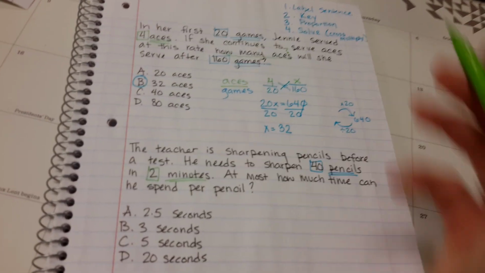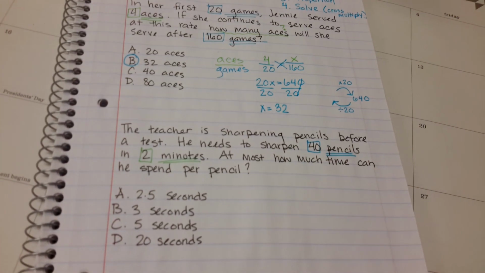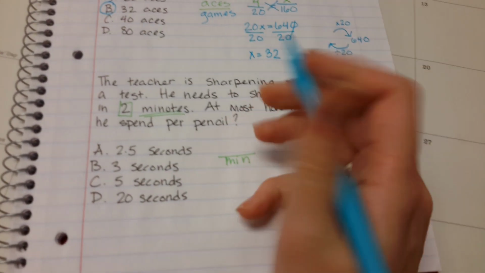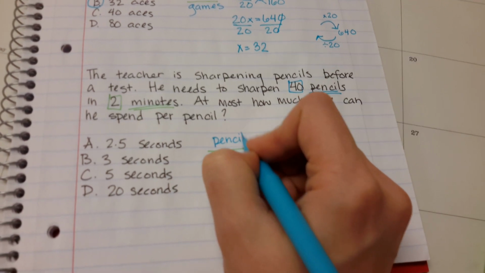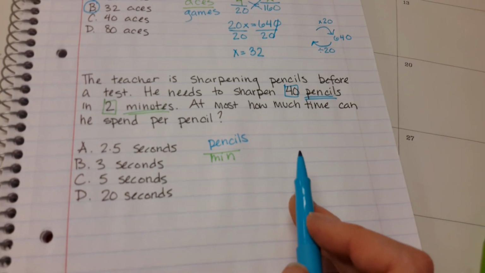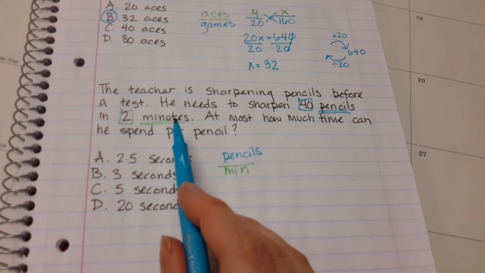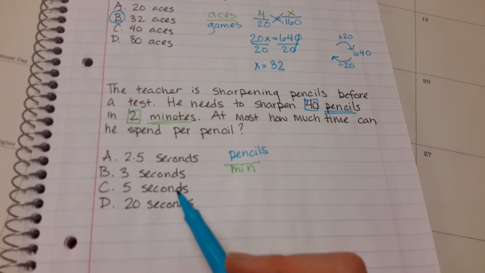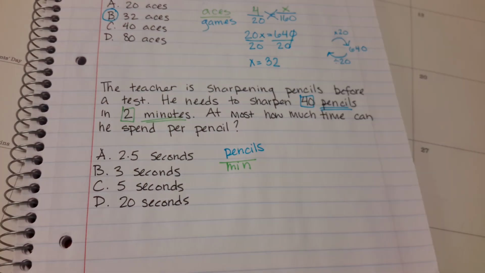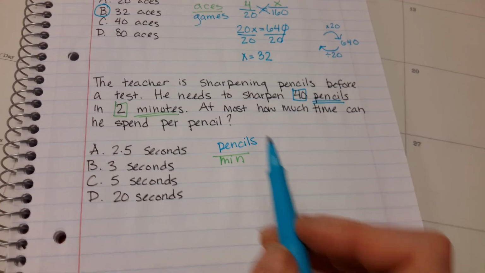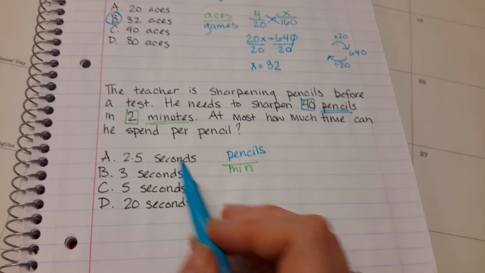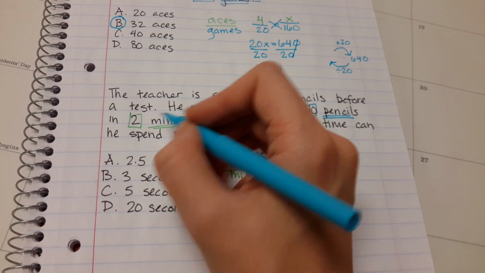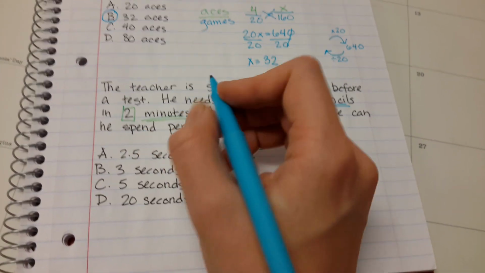So we've labeled our sentence. We did step 1. Now we need to make a key. I'm going to put minutes on the bottom and pencils on the top. I want us to stop here though. We have 2 minutes in our problem, but if we look at the answer choices, all of our answer choices have seconds. So if I answer in minutes, one of these answer choices is not going to come up because we're talking about seconds. So I'm actually going to change this 2 minutes to seconds.